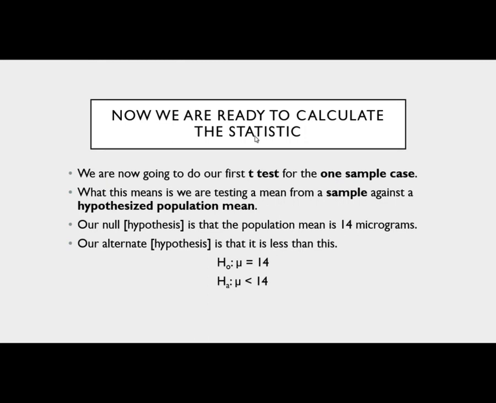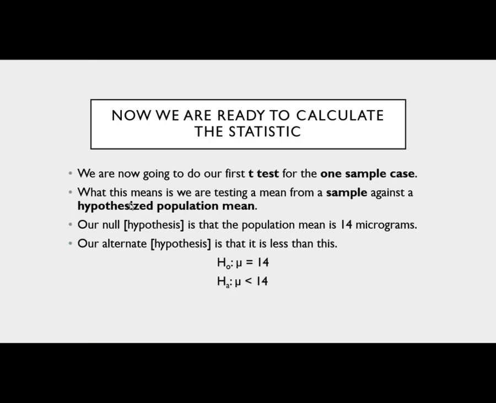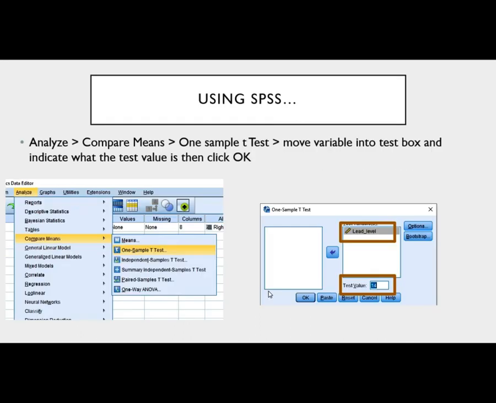Now we're ready to calculate the test statistic. We are now going to do our first t-test for the one sample case. We have one sample, and we're just comparing it to a hypothesized mean. What this means is we are testing a mean from a sample against a hypothesized population mean. Our null hypothesis is that the population mean is 14 micrograms. Our alternate hypothesis is that it is less than this. So it's a left-tailed test.